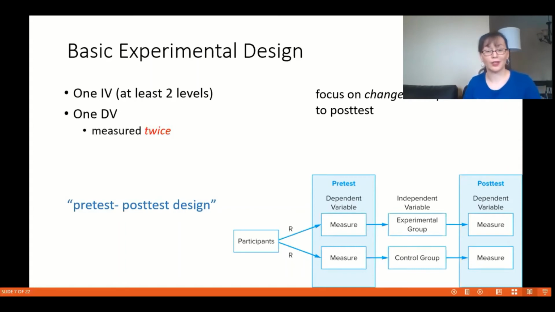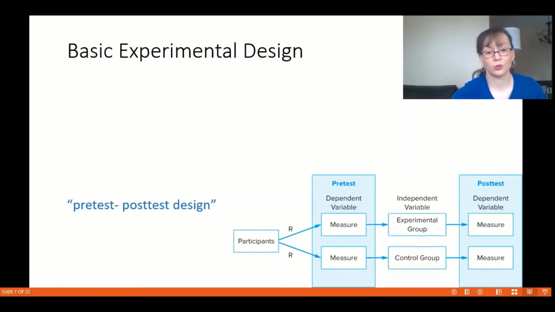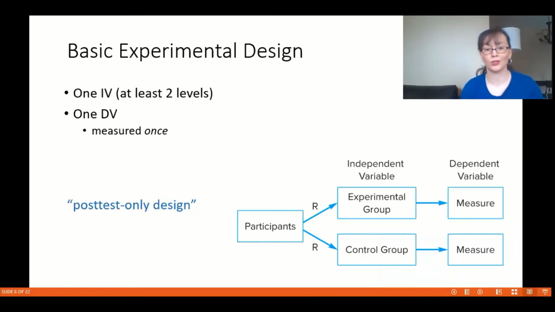What is the benefit? We're making more work here for our participants and for ourselves, adding another measurement of our dependent variable. But we'd want to do this because this kind of design makes it possible for us to make sure that our groups were in fact the same to begin with. So if we go back for a second to our post-test only design, we separate our participants into our two groups, and then they encounter some kind of manipulation and we measure them.